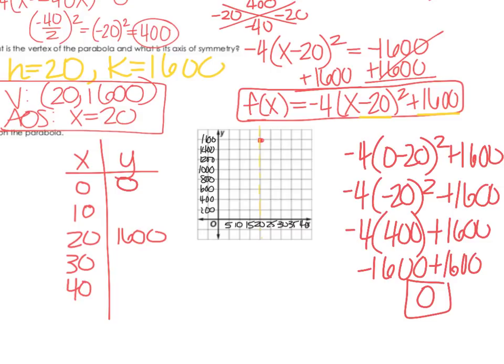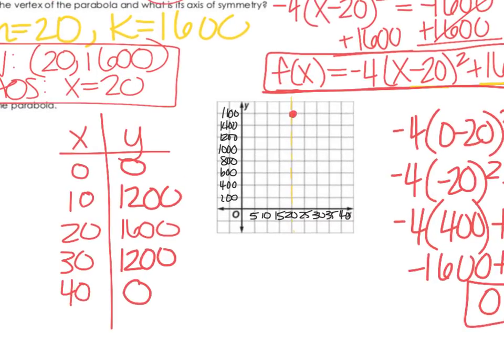So if we plug 10 into our function, we do this in our calculator, we're going to get 1,200. We plug 30 into our function. Use your calculator. Solve parentheses first, square it, multiply by -4, add 1,600. We do that, and when x is 30, y is 1,200. We plug 40 in, use our calculator, we're going to get 0.